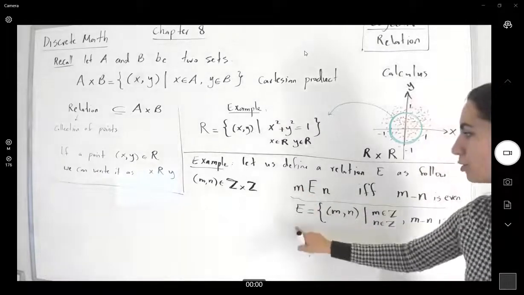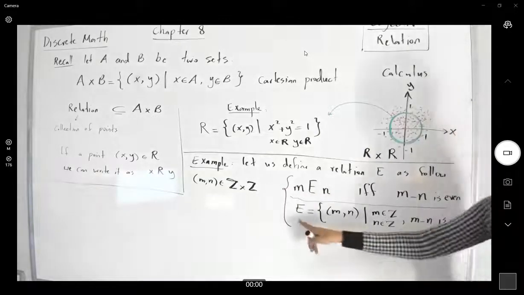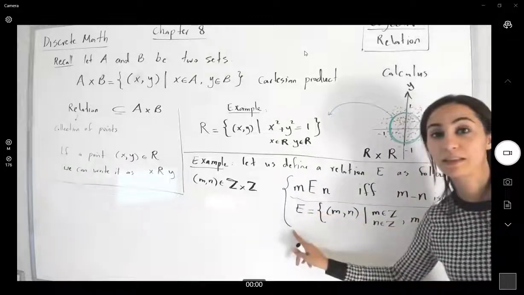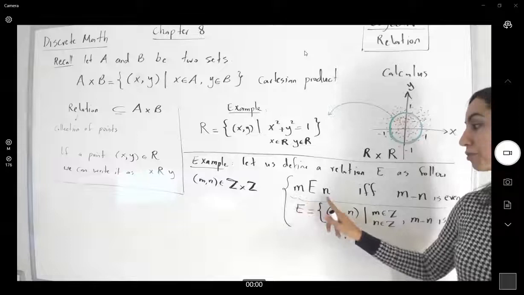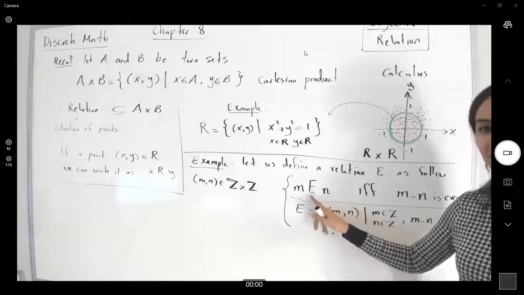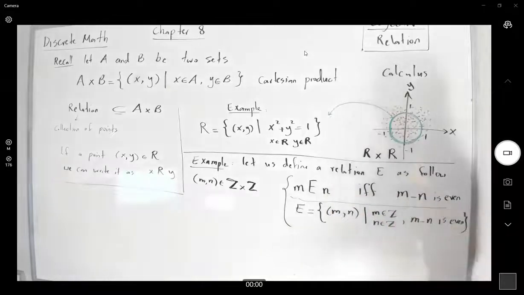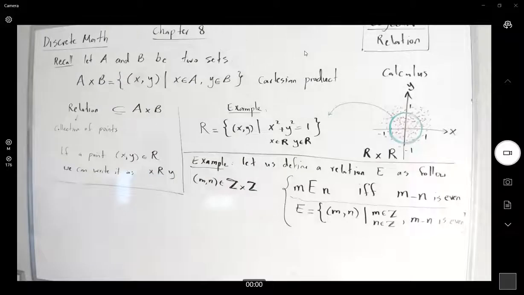So these two have the exact same meaning, either using set notation to represent this relation, or just mentioning that M is in relation with N in relation E if and only if M minus N is even. Question says, well, list 5 integers that are related to 1.